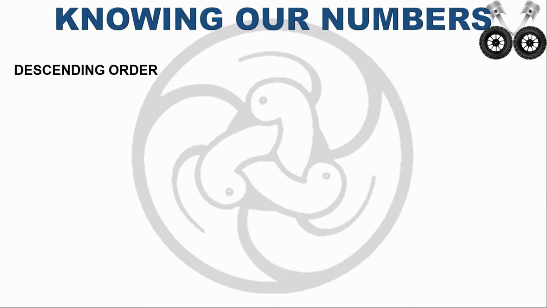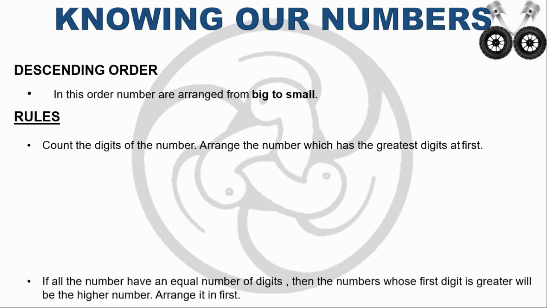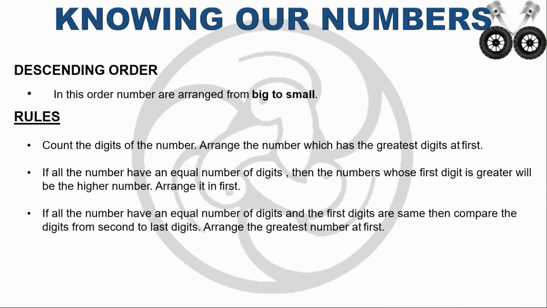Next we are going to see about the descending order. What is a descending order? The numbers arranged from big to small is called a descending order. There are also certain rules to arrange the numbers in descending order. What is the first rule? We have to count the number of digits. If any number has more digits, that number is arranged first.